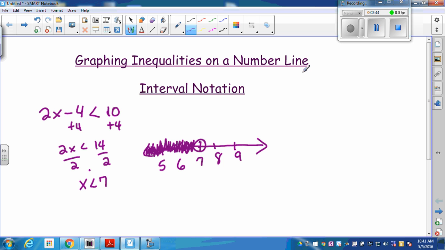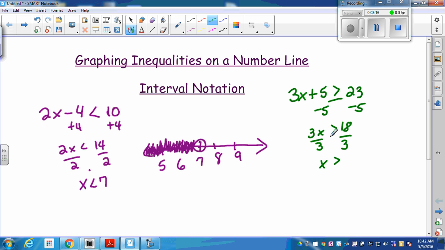Alright, so let's do another one over here. Alright, so let's try another one. Let's do 3x plus 5 is greater than or equal to 23. Alright, so start by subtracting 5. Divide by 3. Oh, I lost my equals to there. There we go. Okay, and so I get x is greater than or equal to 6.